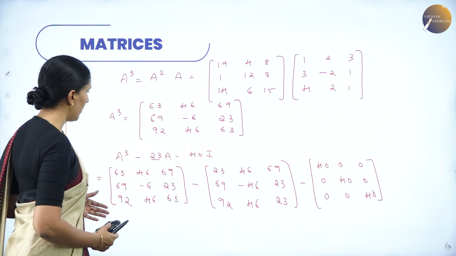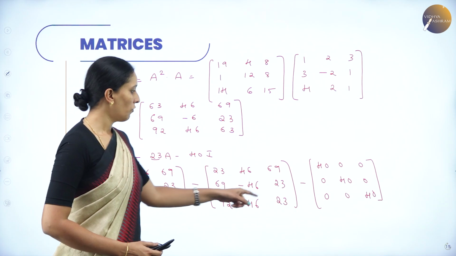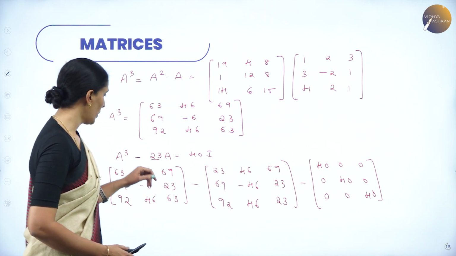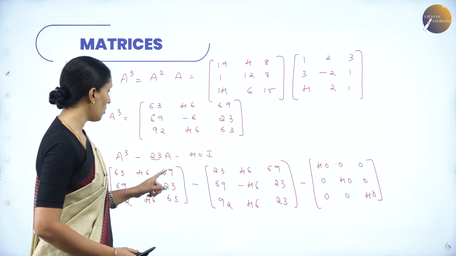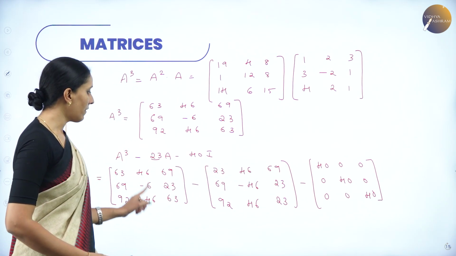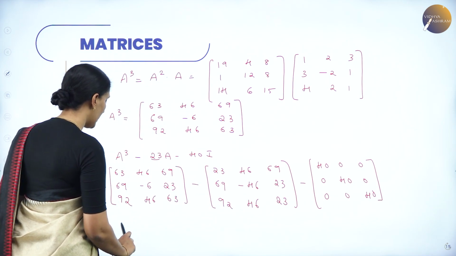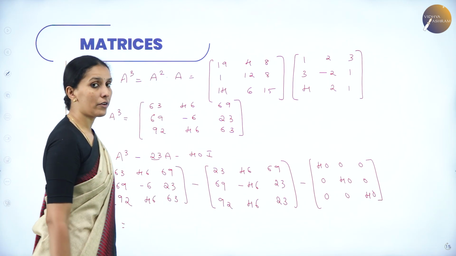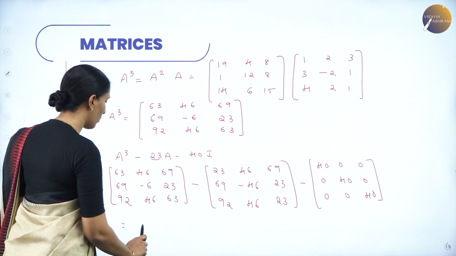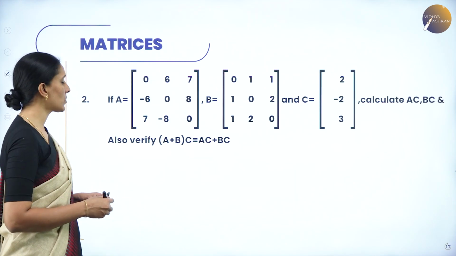Now, let's solve this. We have 63 minus 23, 40. 40 minus 40, 0. 46 minus 46, 0. 69 minus 69, 0. Similarly, for all the given values, if you do the simplification, the entire matrix will result with 0. So, therefore, this is the null matrix. Hence, we proved. Next question.